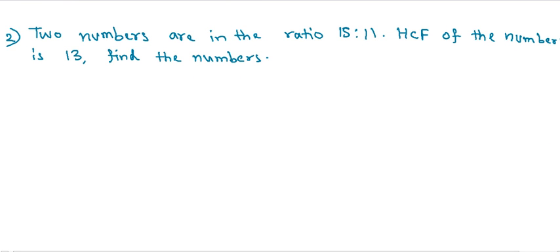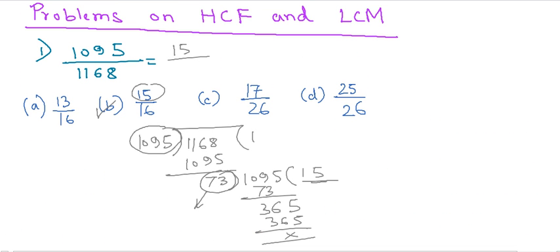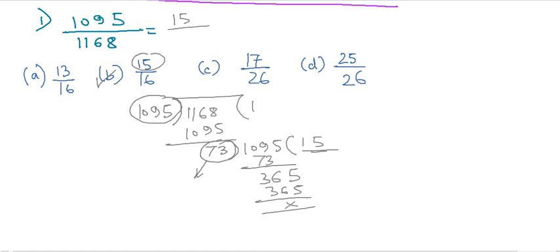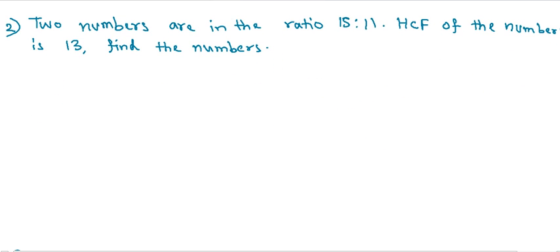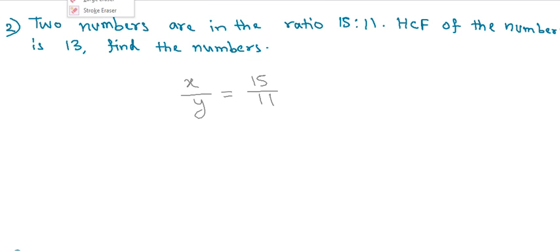The problem states that two numbers are in the ratio of 15:11. HCF of the numbers is 13. So we have to find the numbers. So as we have seen in the last problem that HCF is the highest number that exactly divides the given numbers. So since we are given in this problem that the ratio is 15:11, that means the number was reduced like this and we got the result as 15/11.